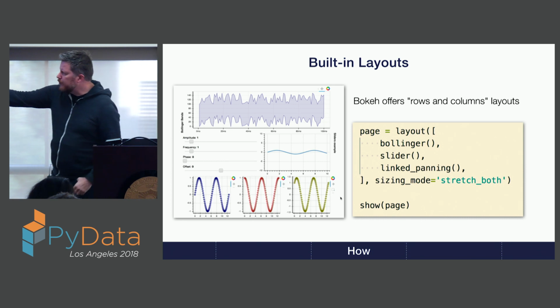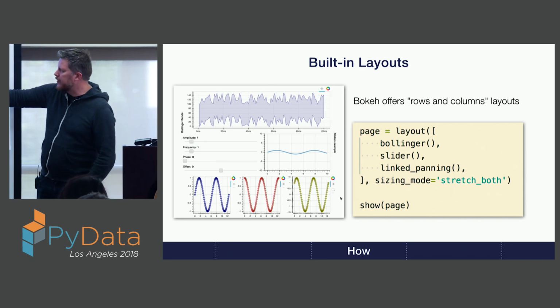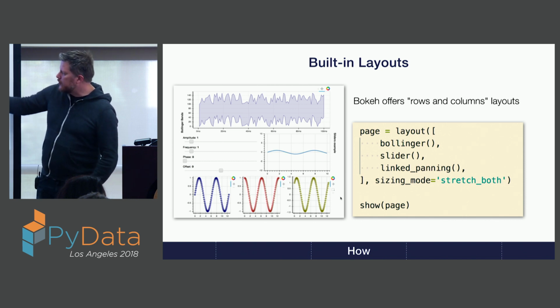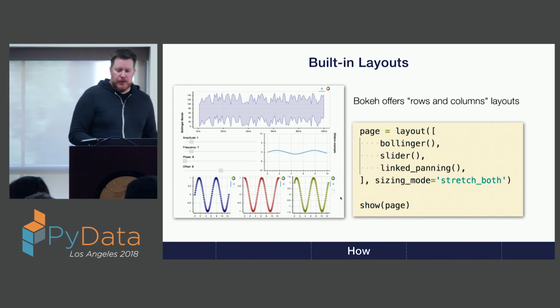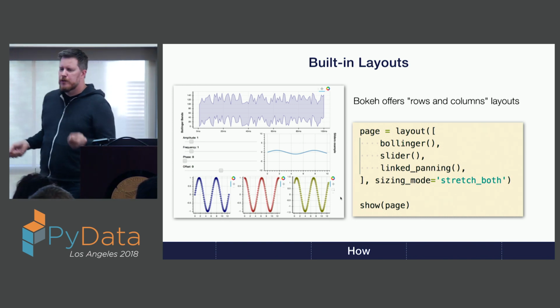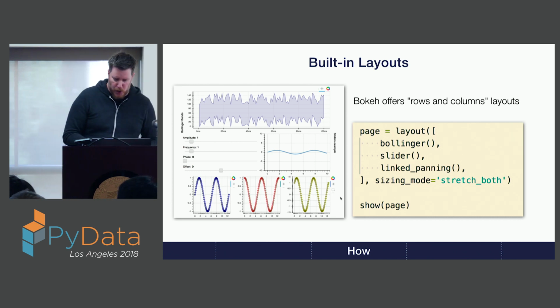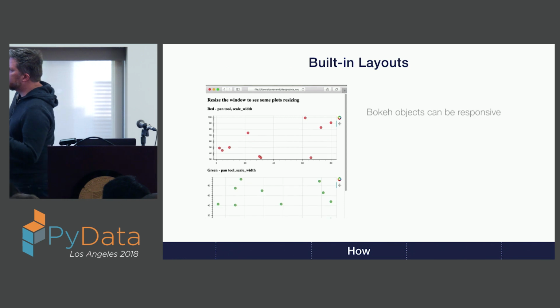I've got my Bollinger plot on the top, and then I've got the slider, which actually returns a row with a bunch of widgets inside it, and then a plot. And then I've got this linked panning, which returns a row with 3 plots in it. I can set my sizing mode to stretch both, so that if I make my browser bigger or smaller, then the plots get bigger or smaller. So this is an example of that. I will say, they can be responsive.